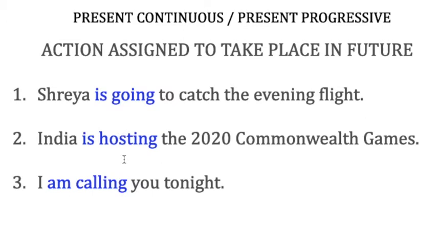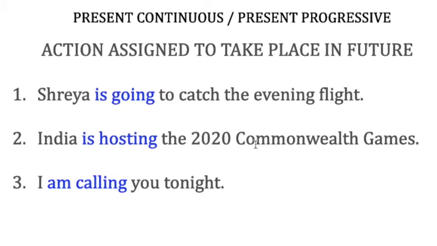Now, present progressive or present continuous tense is also used when there is some work assigned which will happen in future. For example, Shreya is going to catch the evening flight. Shreya is going, not now. In the evening she'll go. So right now you're telling somebody, Shreya is going to catch the evening flight. So it will happen in future. Still you're using the present continuous form of tense to talk about the future event.